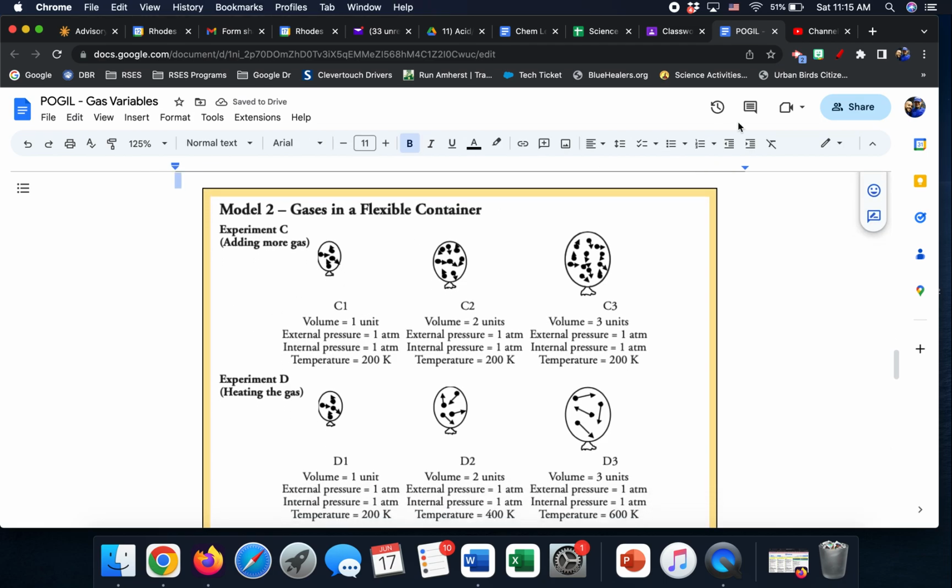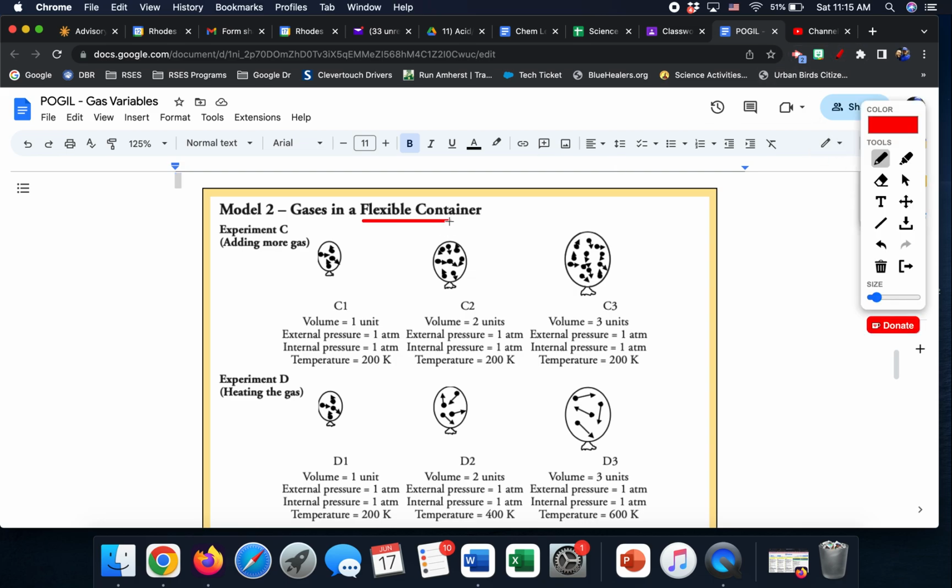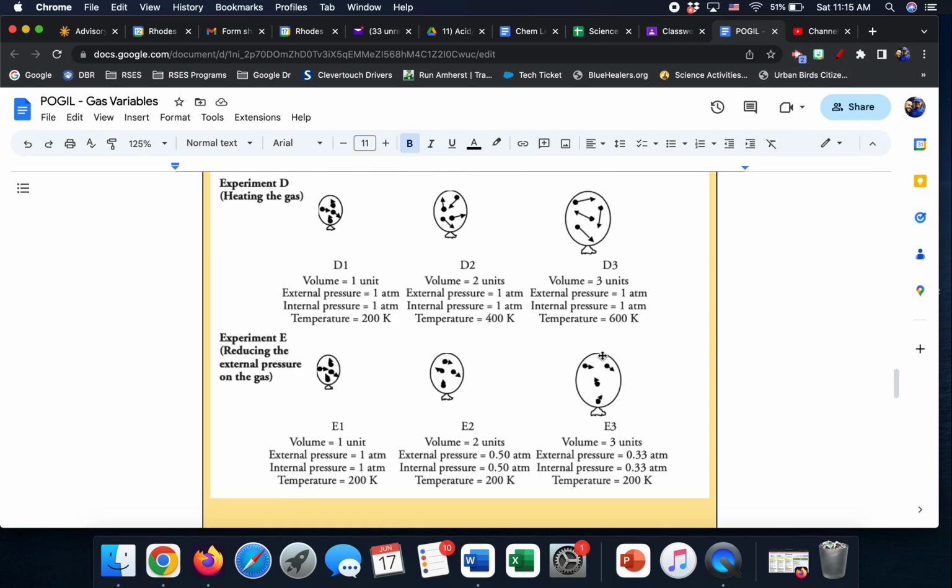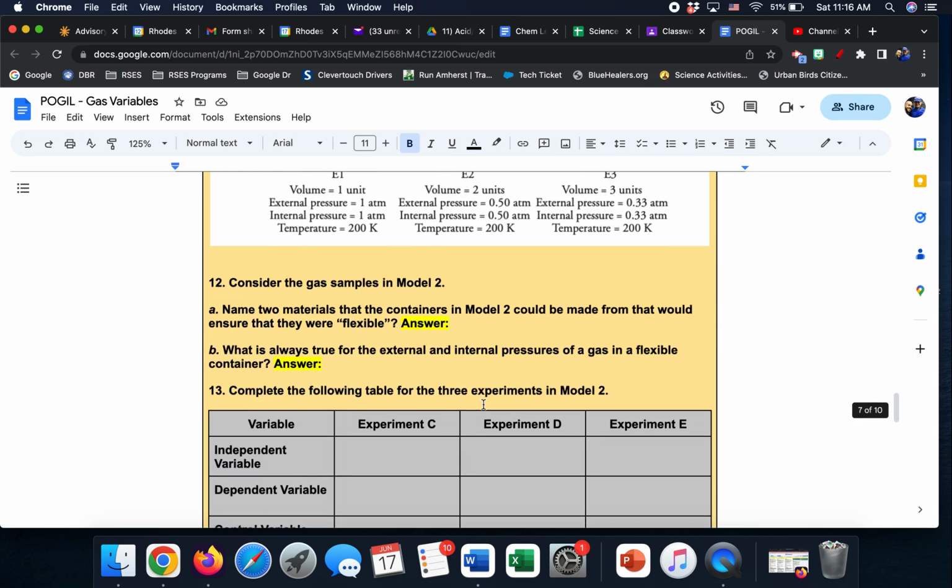Model 2, we have 3 more experiments. And this time, they're in flexible containers. Experiment C is adding more gas, D is heating the gas, and E is reducing the external pressure on the gas. Notice the flexible container looks like a balloon, so it can get bigger and smaller.